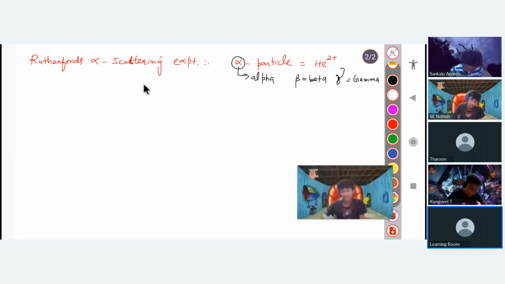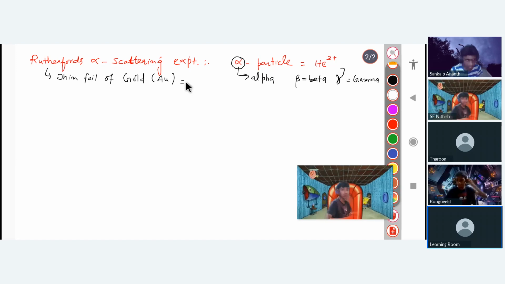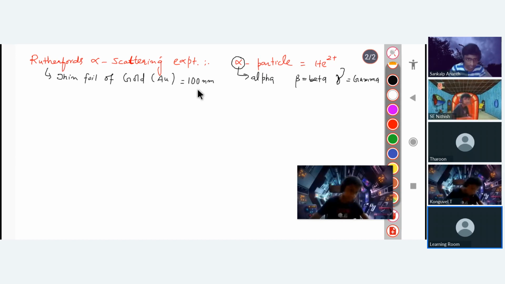So Rutherford, what he did, you have to remember this. He took alpha particles and bombarded them on a thin foil of gold. Can you tell me how thin it was? What is the symbol of gold? It is Au, right? Exactly, its Latin name is aurum. So it was just 100 nanometer thickness.